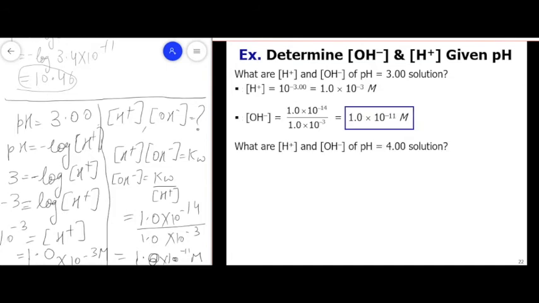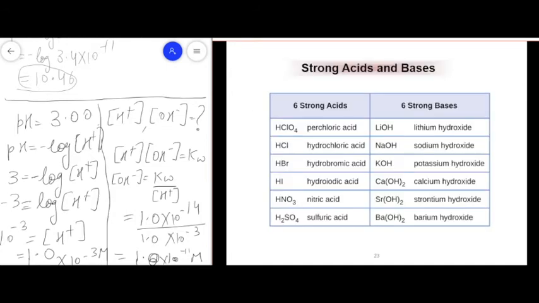Here we go. I'll leave the next question for you guys to try and I'll move on to the next concept, which is, we have been saying in the beginning of this lecture that some acids are strong while some acids are weak. So what do we mean by that?